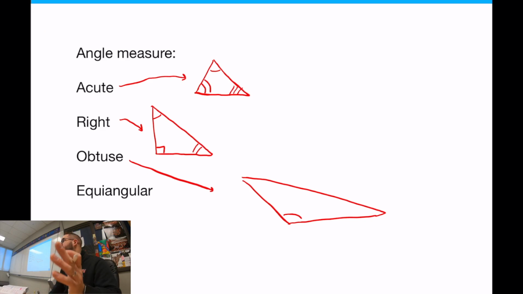Okay, equiangular, all the angles are the same. So, whatever the measures are. Okay, questions with any of the vocab from Friday?